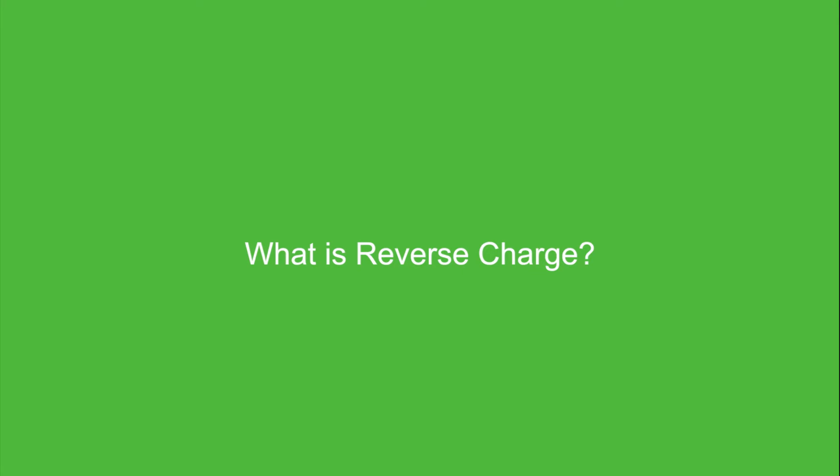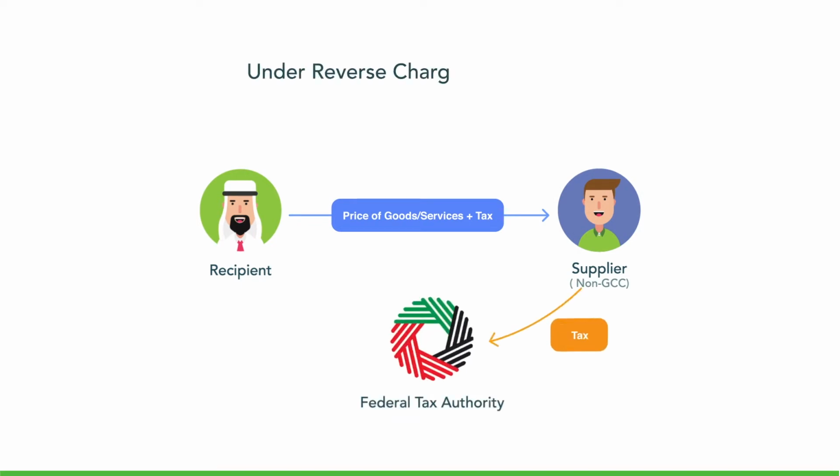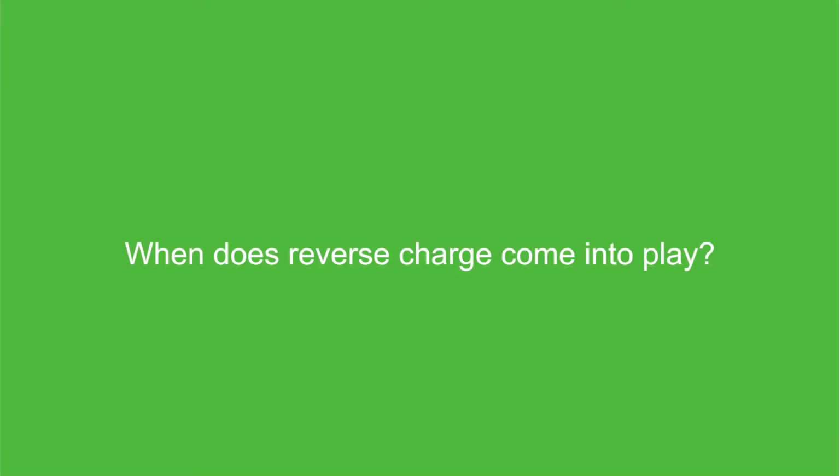Typically, in any business transaction, the supplier collects tax from the recipient and pays it to the government. But under reverse charge, the obligation is shifted to the recipient. The recipient becomes liable to pay tax to the government upon importing a service or a good. In most cases, the tax liable to be paid by a reverse charge can be offset by the government. So when does reverse charge come into play?